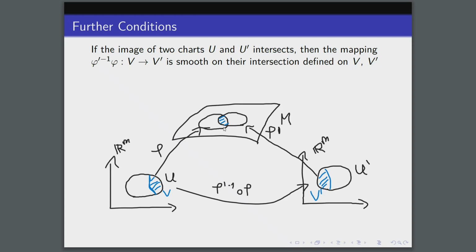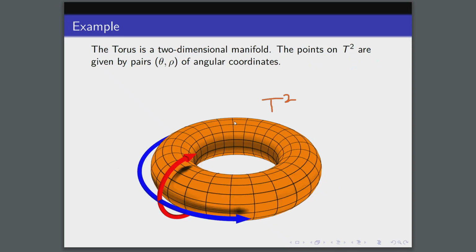Okay, since we're trying to look at the movement of a particle on a torus, the torus better be a manifold. And in fact it is. It's a two-dimensional manifold. And we can parameterize any point on the manifold by a pair of angular coordinates in the following manner.